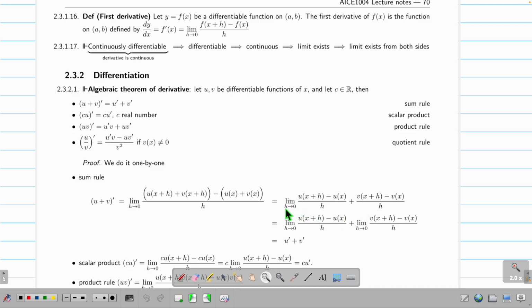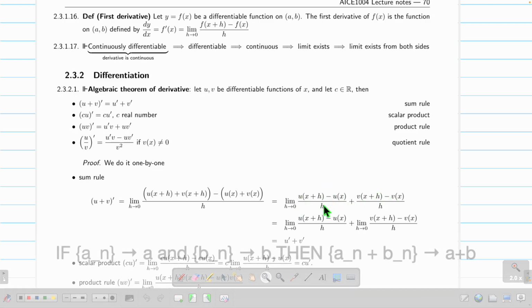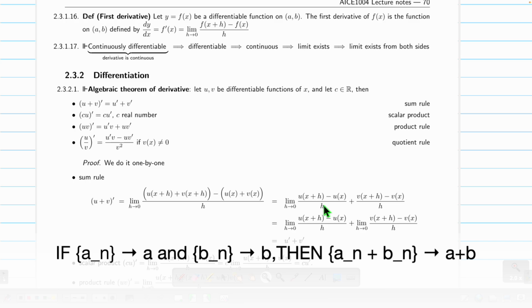Why can I do this equal? Why can I move from here to here? Or why can I move back? Because the limit can be distributed if both of the things inside have a limit. Remember from the limit, if a_n converges to a, b_n converges to b, then a_n plus b_n converges to a plus b. So this is the reason why I can have this equal sign.